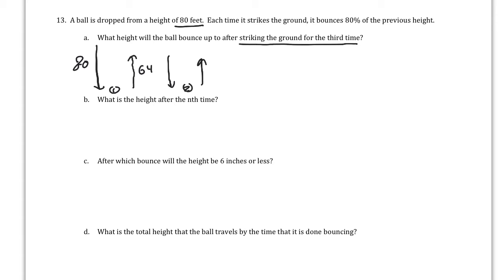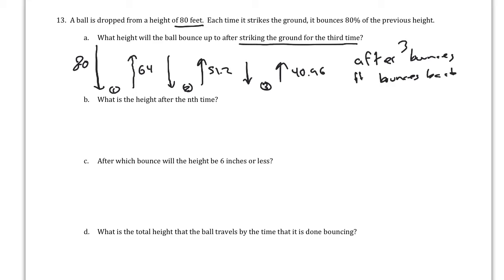So then we could repeat that process. When it hits the ground the second time, we now do 64 times 0.8, that'll be 51.2. And after striking the ground for the third time, what height will it bounce back up to? So 51.2 times 0.8 would be 40.96. So after three bounces, it bounces back up to 40.96 feet.